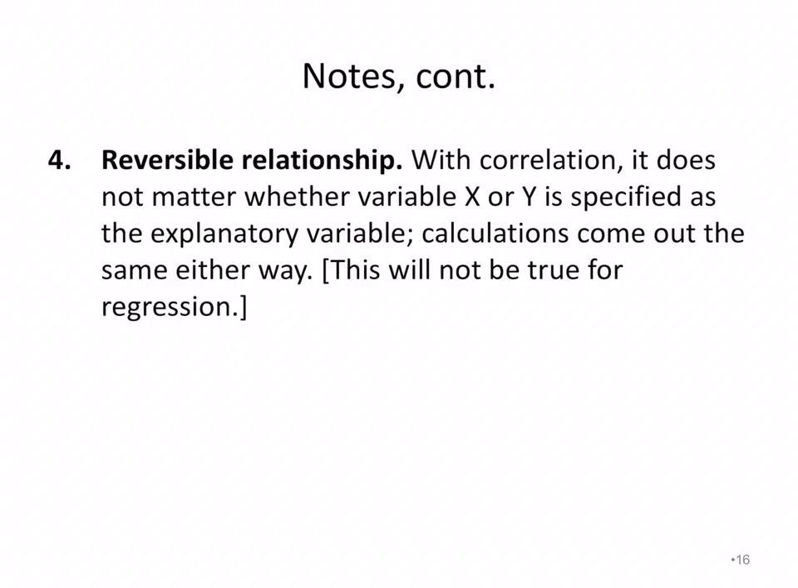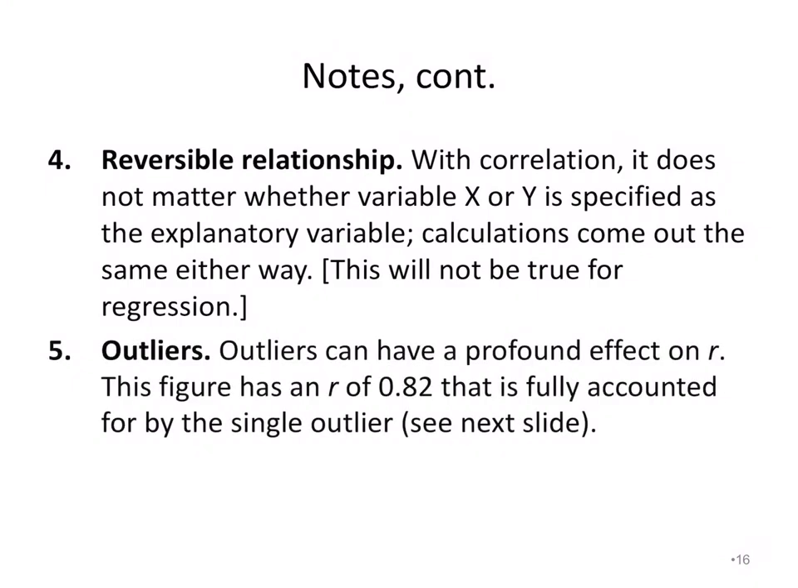Continuing on, reversible relationship with correlation. It does not matter whether the variable x or y is specified as the explanatory variable. Calculations come out the same way. This will not be true for regression. Remember I said you either have a positive or negative association, but the association is still there. Whether you have a negative correlation or a -1 or a +1, it's a super strong correlation to each other.